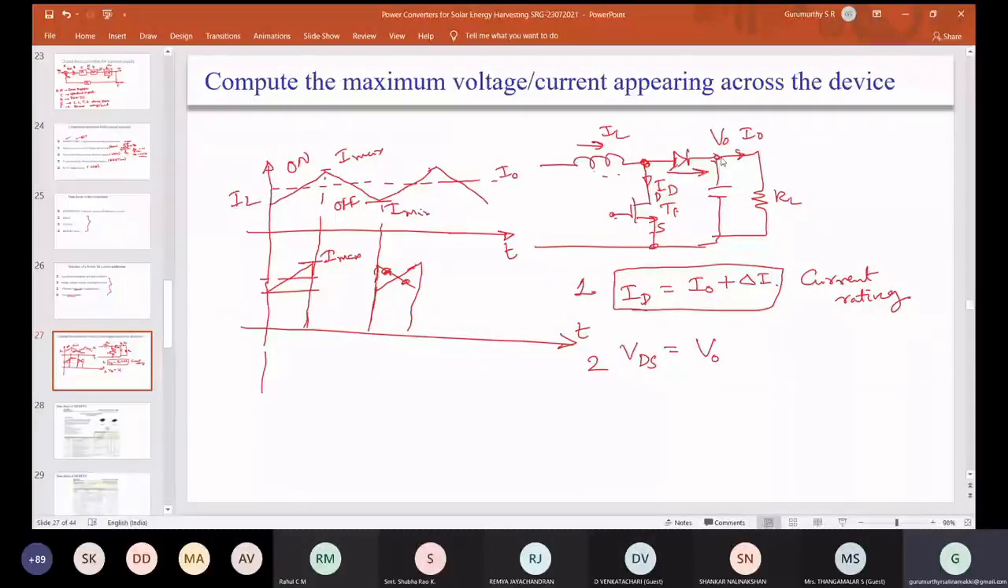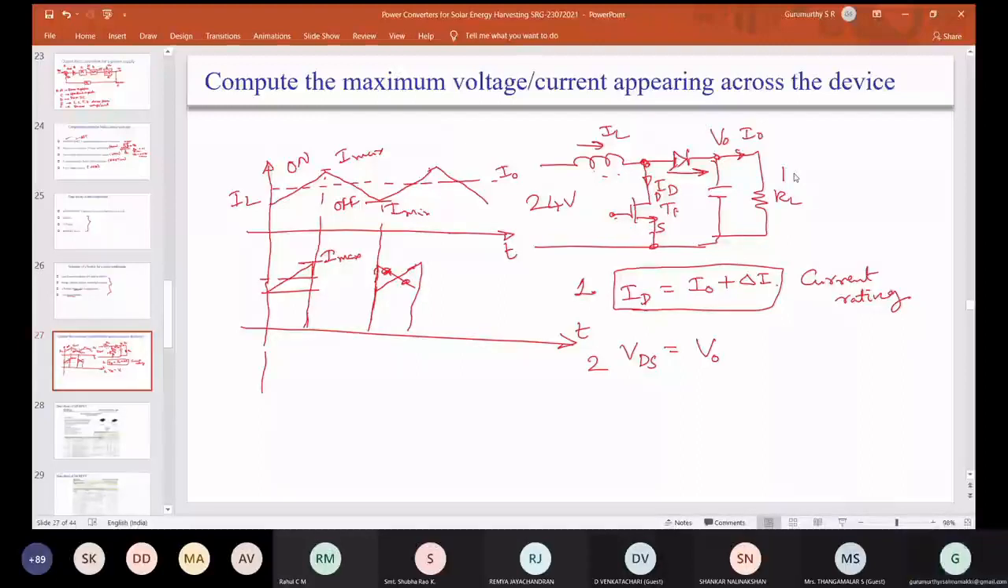Suppose you are boosting by 5. Suppose 24 volt is your input, your gain is 5, output is 120 volts, right? So this should be able to withstand this voltage because the diode will be conducting. So VDS is this way.